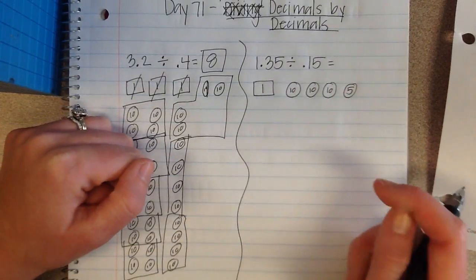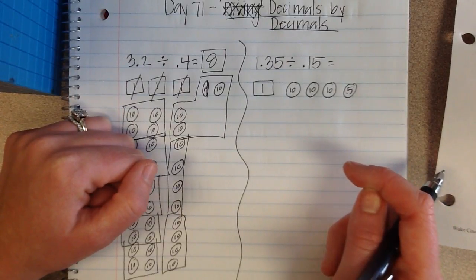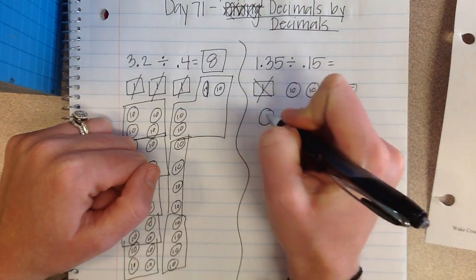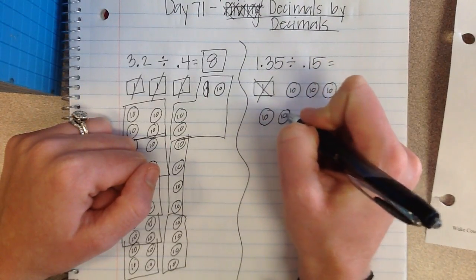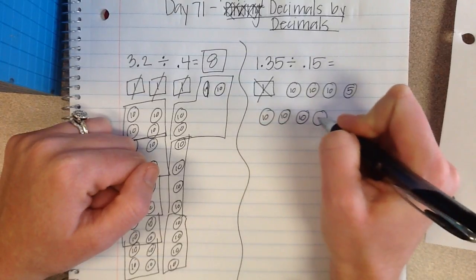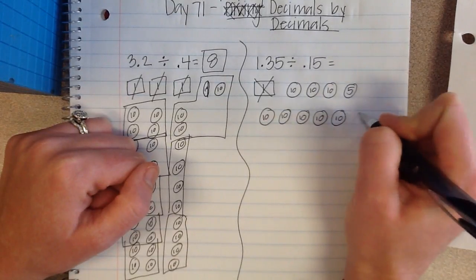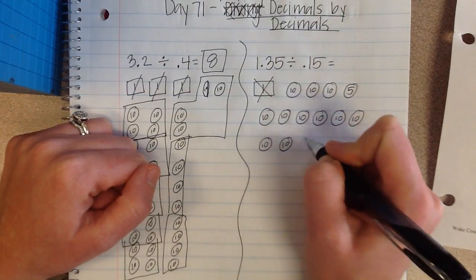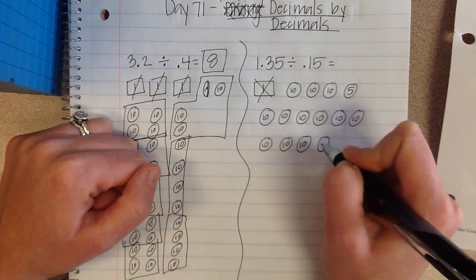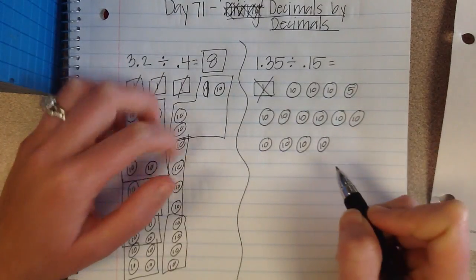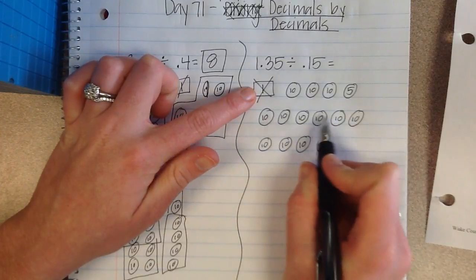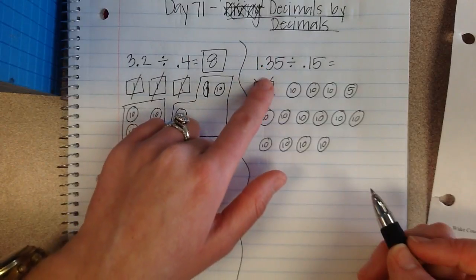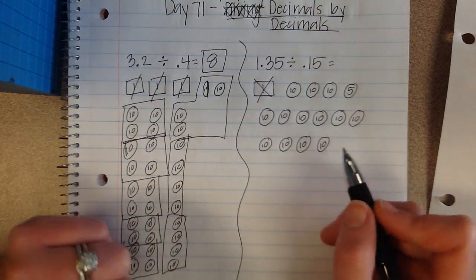Now I need to break it up into 15 cents. And that's going to be a little difficult. Okay? So I need to break that up. 10, 10, 10, 10, 10, 10, 10, 10, 10, 10. Okay? So, I have 1, 2, 3, 4, 5, 6, 7, 8, 9, 10. And then I have the 3 tenths for the 3 tenths, and then the 5 for the 500ths.